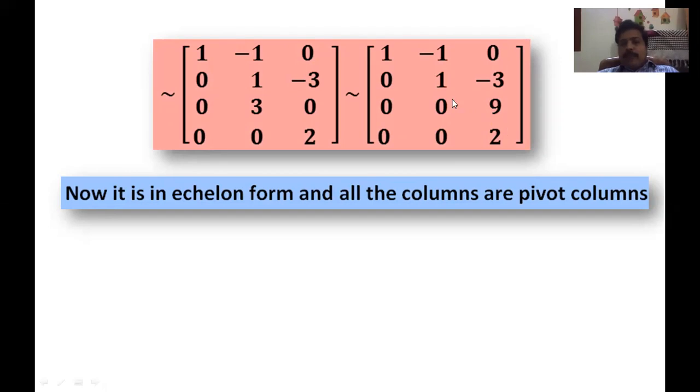To make it into reduced echelon form, we need to make it also 0. But now echelon form is enough to find the pivot columns. So now this matrix is in echelon form. And clearly we can see that these three are pivot positions: this one, this one and this one. There are only 3 columns. All the 3 columns are pivot columns. Each column has a pivot position.